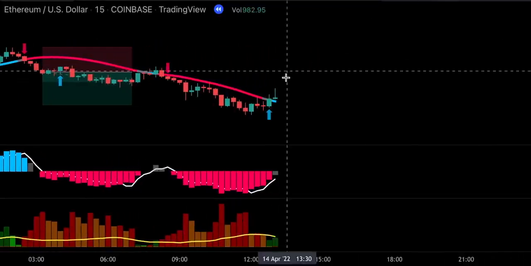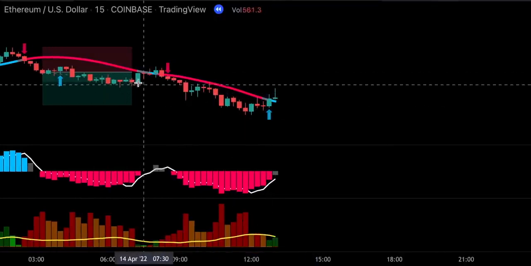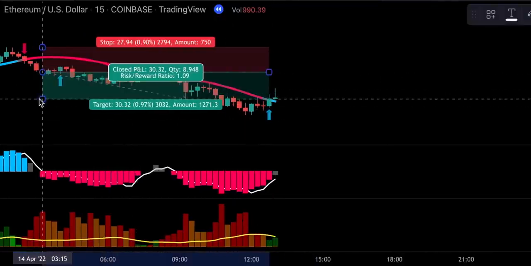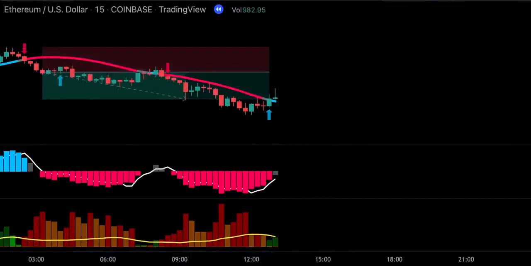Okay, this is where we had a valid signal right on this candlestick. We see our risk to reward ratio on this particular trade was 1.09, and we could have made 2.18% profit. Now let's move on and find some more signals.